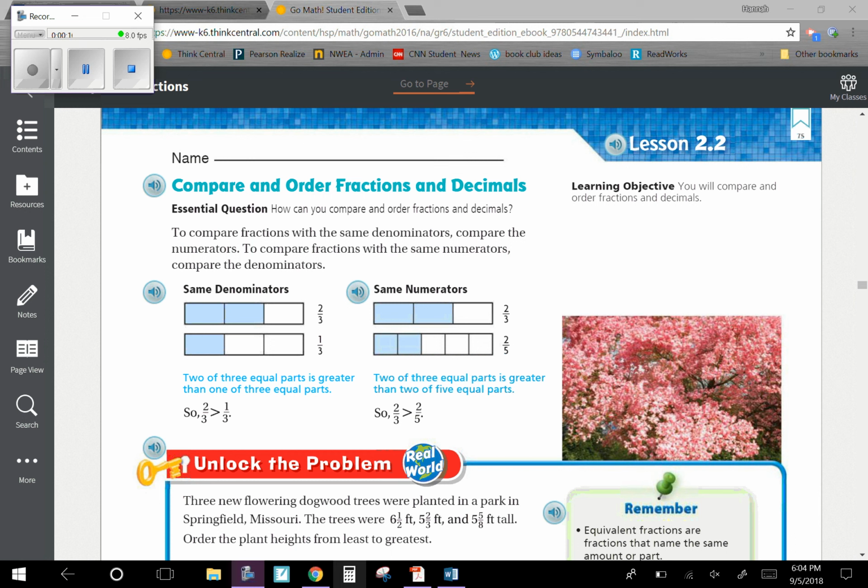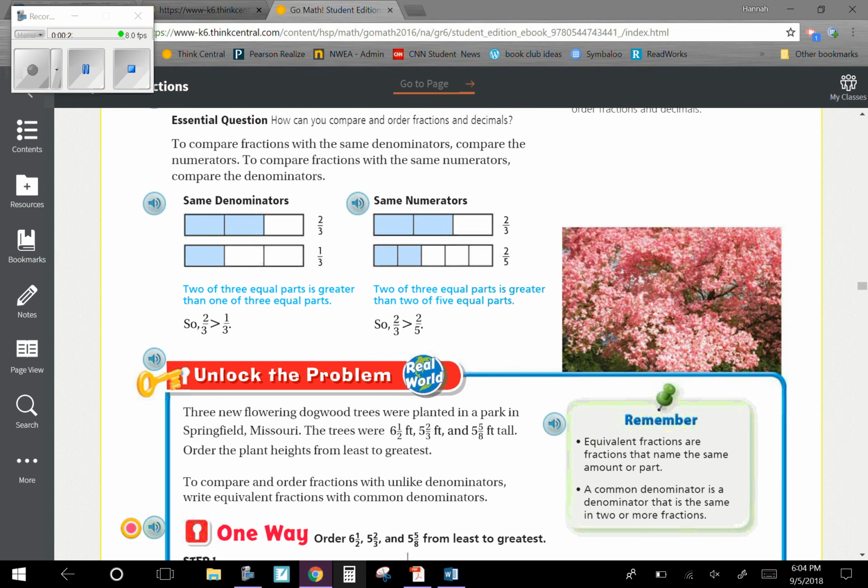To compare fractions with the same denominators, compare the numerators. To compare fractions with the same numerators, compare the denominators. So if one or the other is the same, we don't really have to do any computing. We just solve from there. So it says same denominators. 2 of the 3 equal parts is greater than 1 of the 3 equal parts.